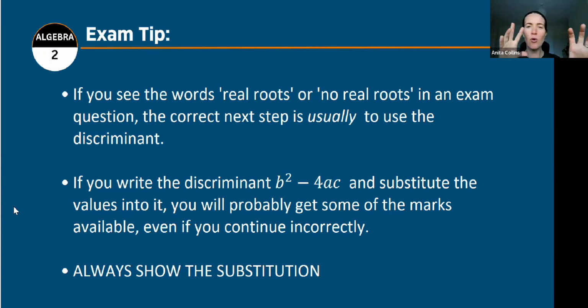And even if there's a whole load of other stuff going on in the question and you're feeling a bit confused, write down b squared minus 4ac and substitute any of the values in the question into it. If you do any correct substitution, you'll probably get some marks. Even if you don't know what to do after that, you'll pick up some marks. And make sure you always show the substitution into the discriminant. Don't just do it in your head or do it in your calculator and write down the answer.